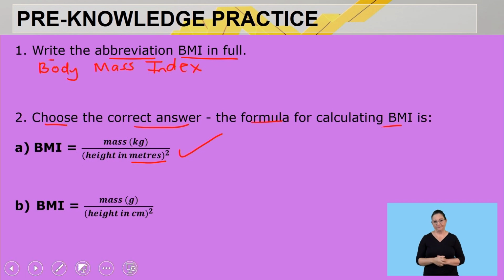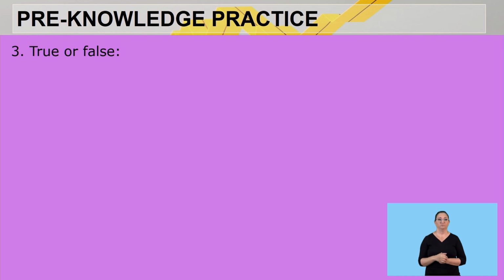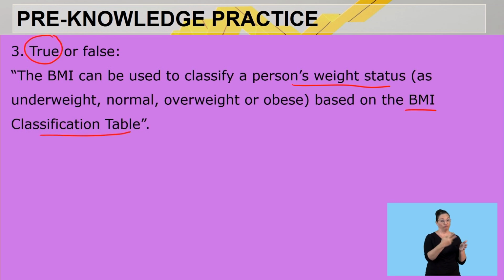All right, let's look at another question. Moving forward now, question number 3, it says true or false. It says here that the BMI can be used to classify a person's weight status as underweight, normal, overweight, or obese based on the BMI classification table. Now, guys, that's indeed true, right? You'll see later on in the lesson, we will definitely work with the BMI classification table where we're going to look at whether a person is either underweight, normal weight, overweight, or obese.